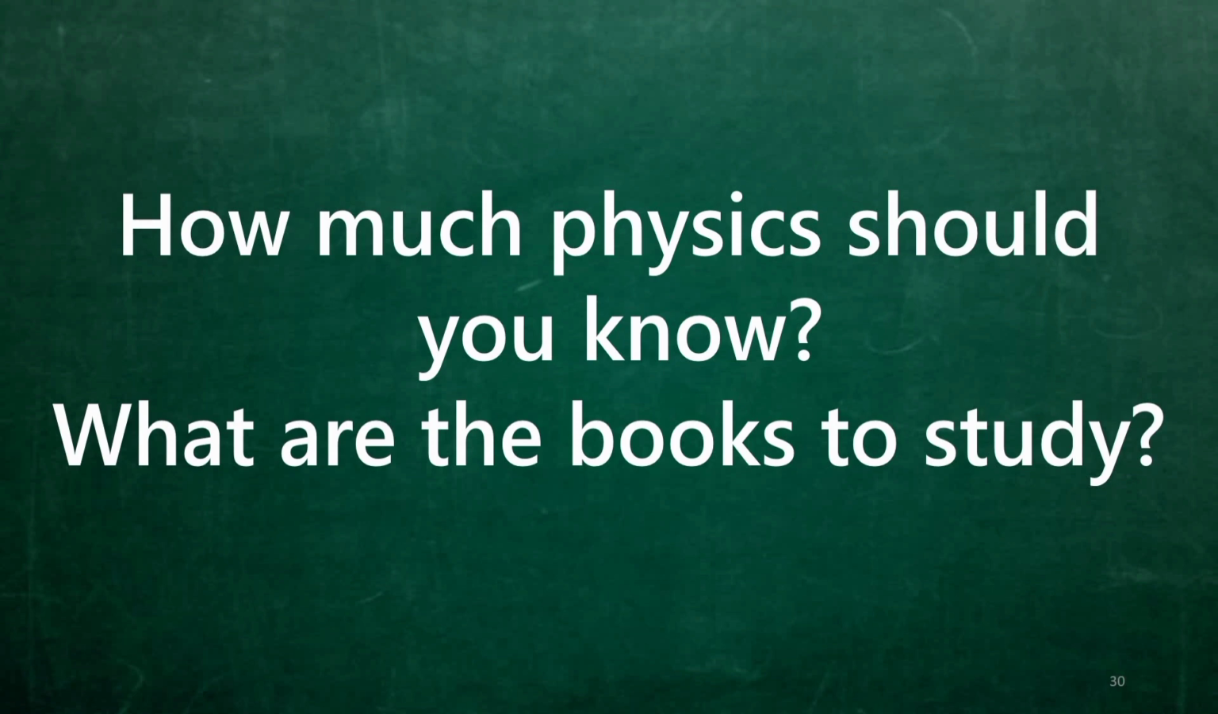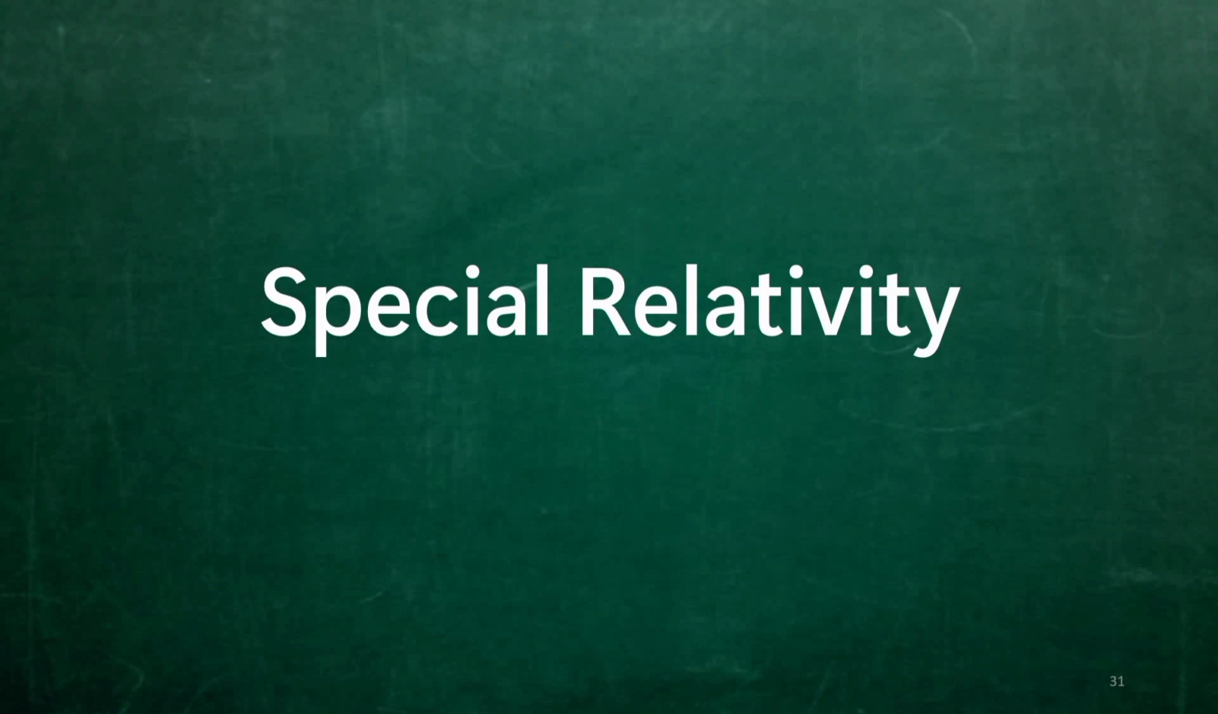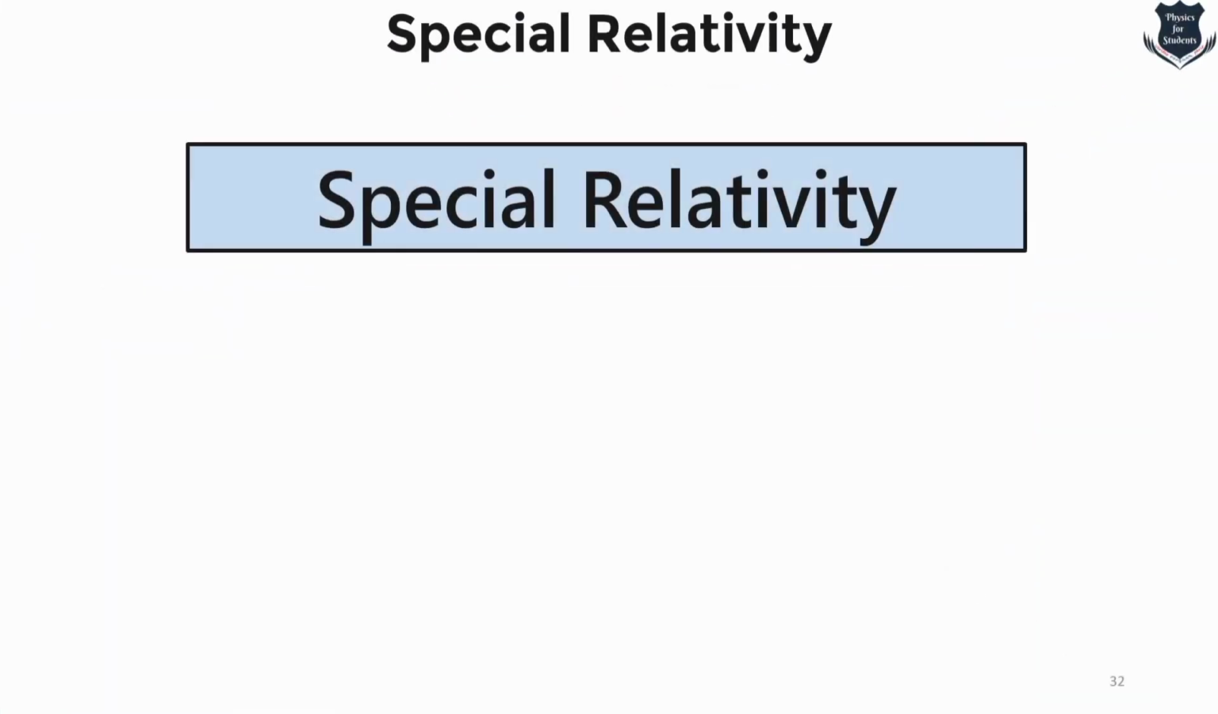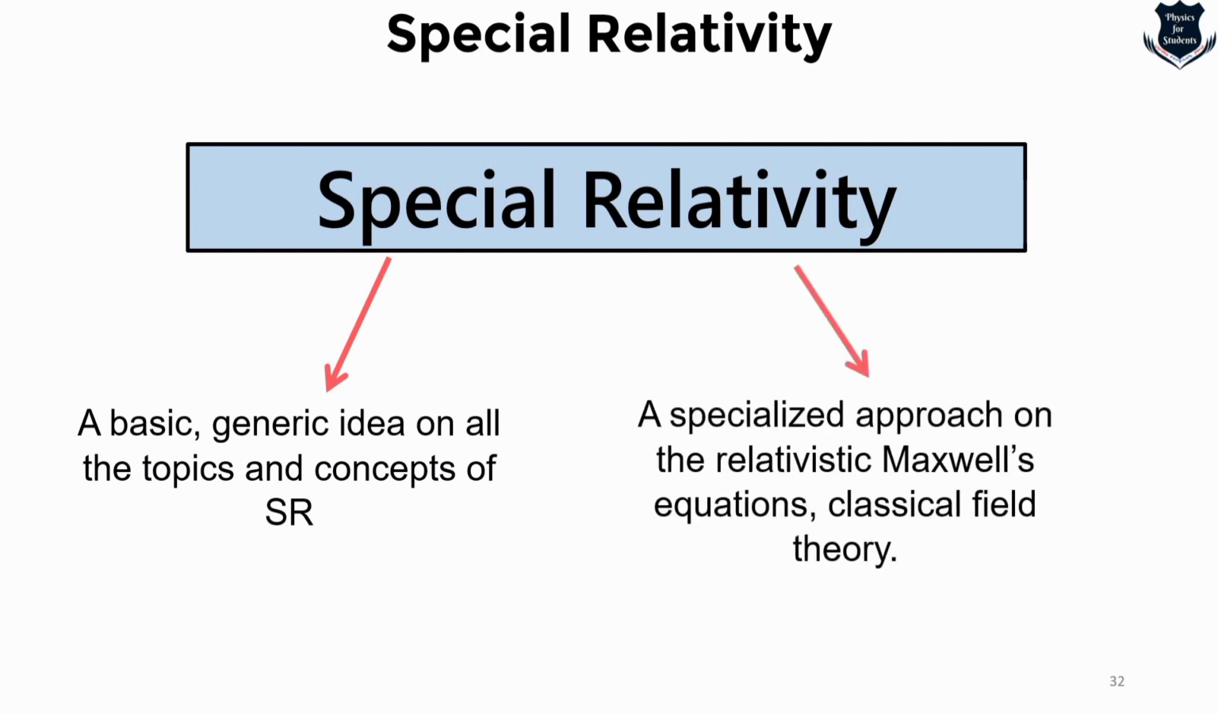When I say how much physics, I don't mean that you don't have to study the rest of the physics. No. What I'm trying to say is, what are the areas you need to emphasize, understand and spend more time on? The first thing would be special theory of relativity, obviously. I am dividing special relativity into two parts. The first is that you need a basic idea of all the concepts, and the second is that you need to specialize on certain relativistic parts, because your aim is to learn quantum field theory.